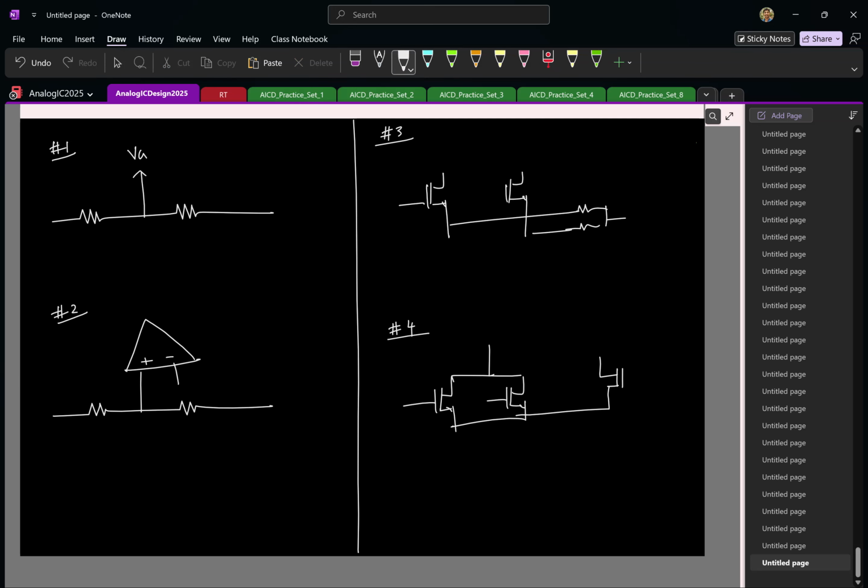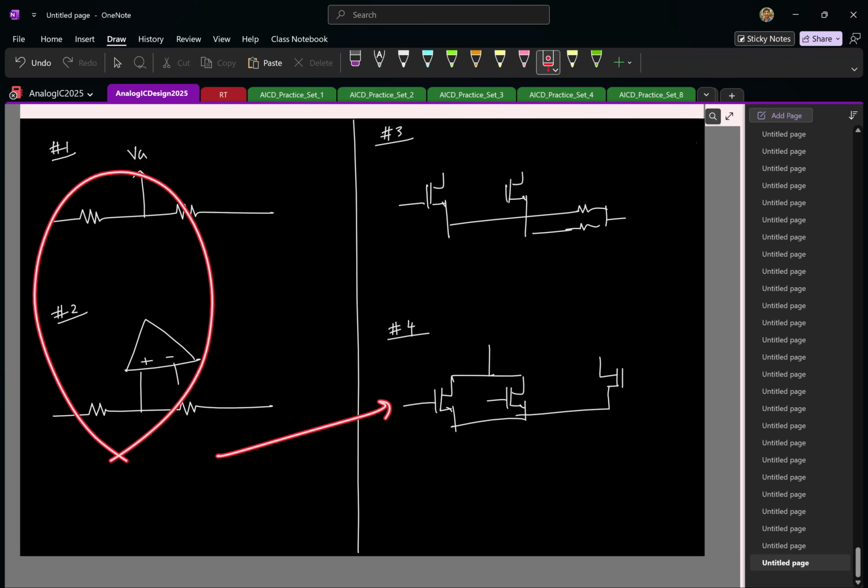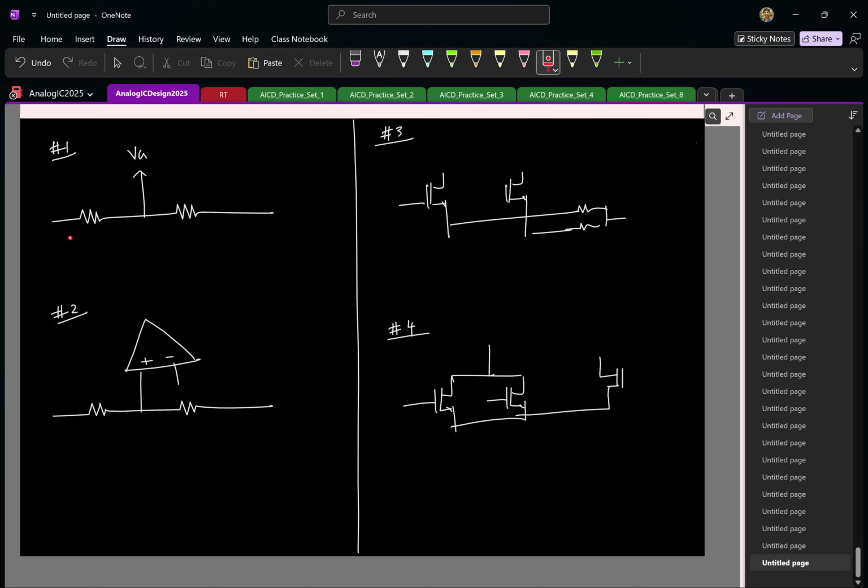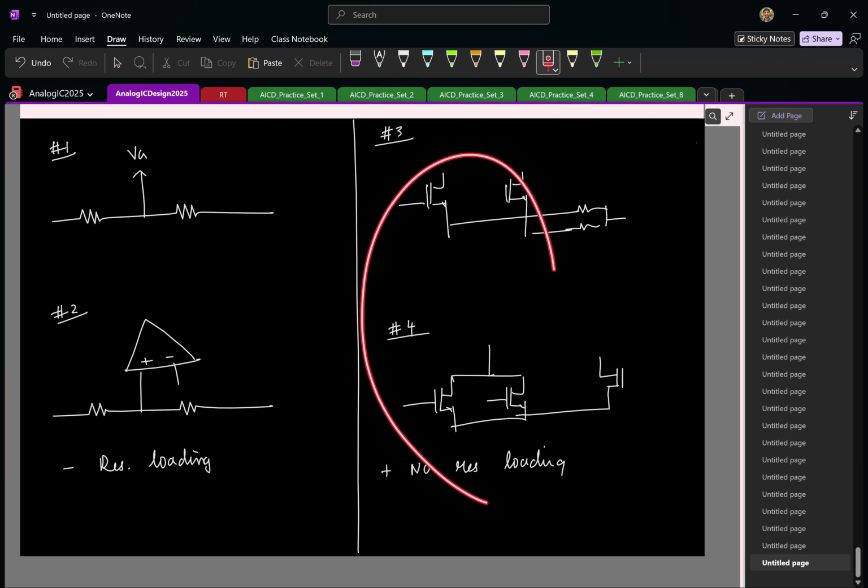Now, can you tell me what might be the drawback of this compared to this? Having a resistive common mode detector like this directly, what is the drawback of this? The negative side is going to be resistive loading, whereas here there is no resistive loading. Now, of course, the downside with this is the following.